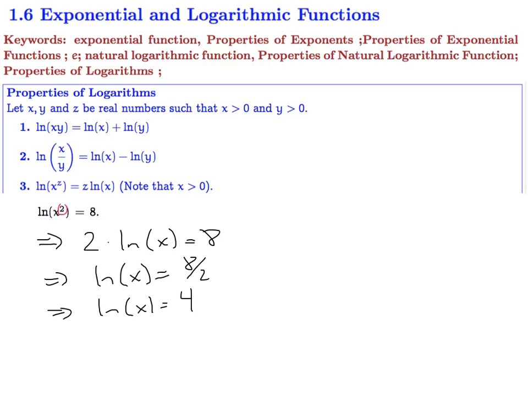Leaves the natural log of x is equal to 8 over 2, which becomes the natural log of x is equal to 4. The key here to remember is that I can take both sides to the e power, so e to the natural log of x is equal to e to the 4th. As they're inverses of each other, this means that x is equal to e to the 4th. And I thought to myself, this looks great, I'm done, I'm good to go.